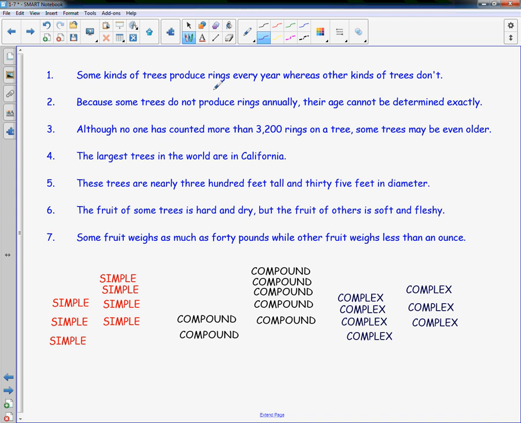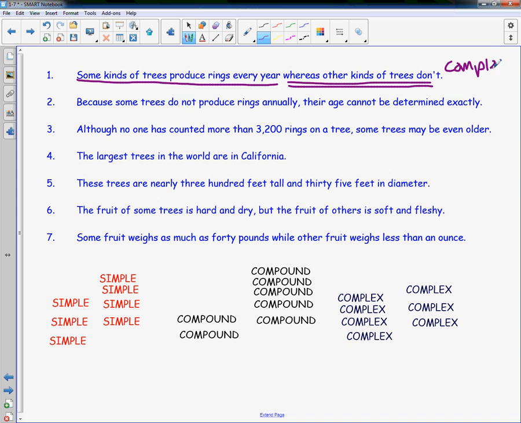Number 1, some kinds of trees produce rings every year, whereas other kinds of trees don't. Some kinds of trees produce rings every year is a sentence. Whereas other kinds of trees don't cannot stand alone. It has a subordinating conjunction, and therefore this is complex.